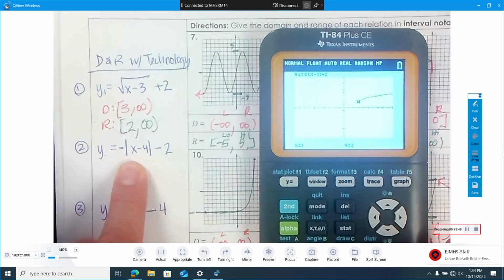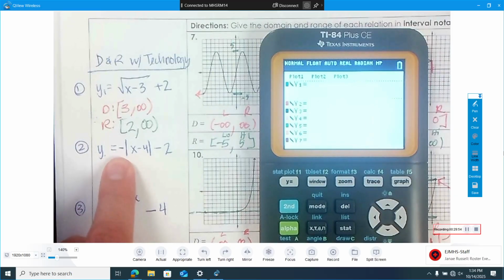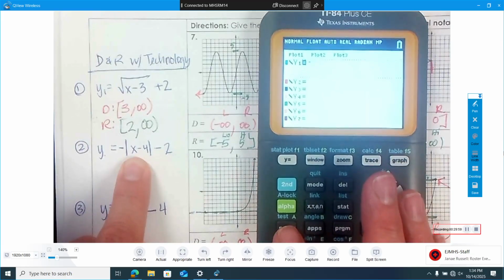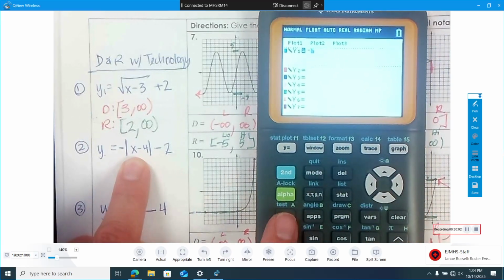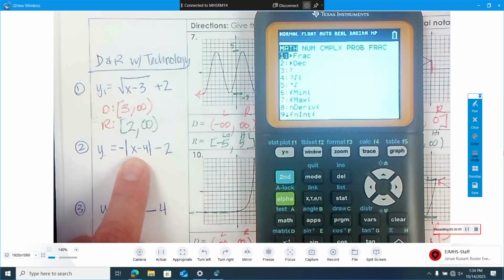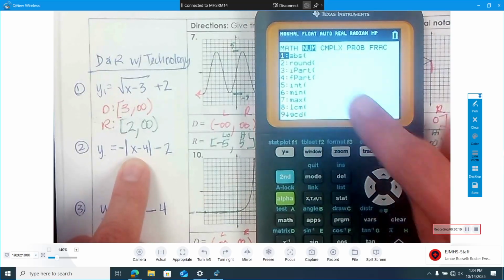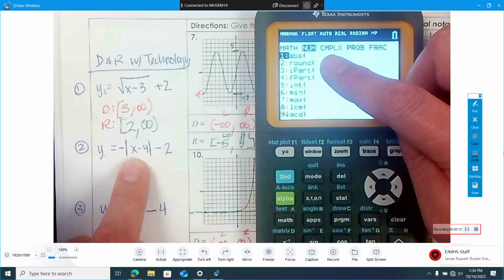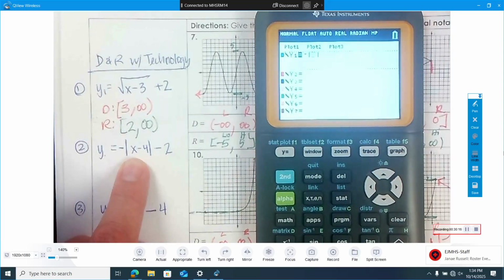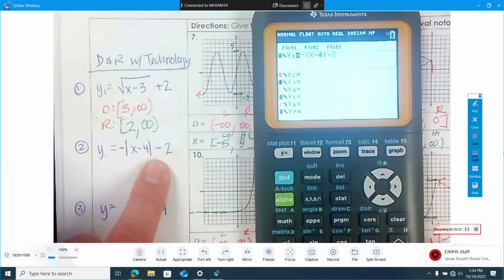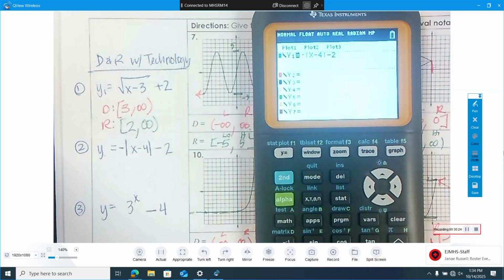Absolute value. Let's go back to y equals and clear that out. We have a negative, and then absolute value is in the math menu. Under the math button, if you arrow over to num, ABS is the very first thing. ABS is absolute value. So there's your absolute value, x subtract 4, and then outside the absolute value is subtracting 2. Any problems? You got it?